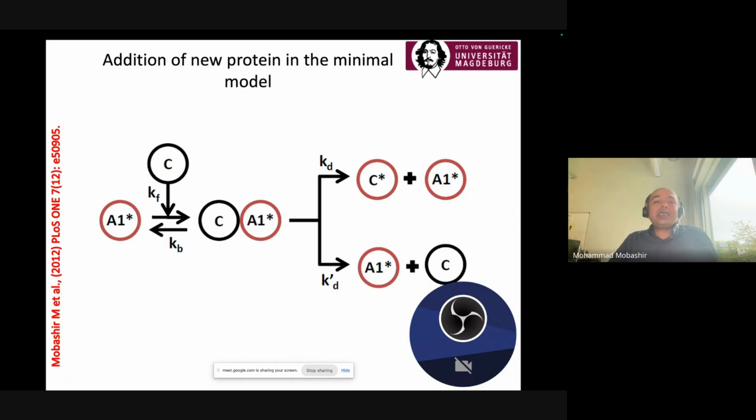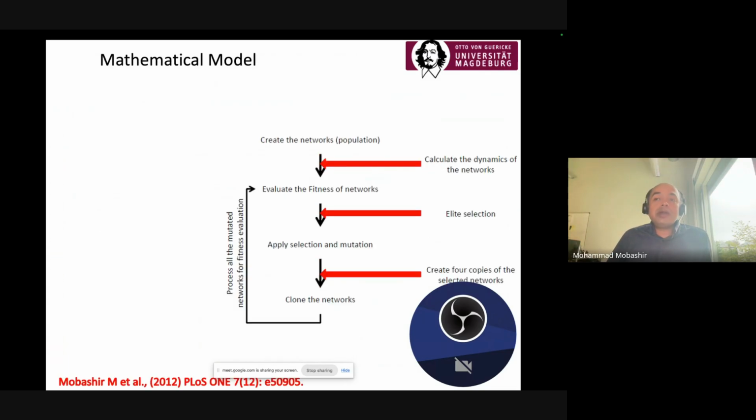Now, addition of new proteins in the minimal model. So this is also one kind of thing which people need to know, how to add new proteins or new nodes in a small model, and how the mathematical models are working. So for the mathematical model here, we have used an evolutionary algorithm to simulate this entire model.